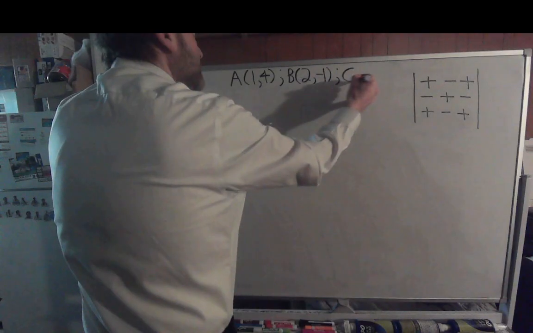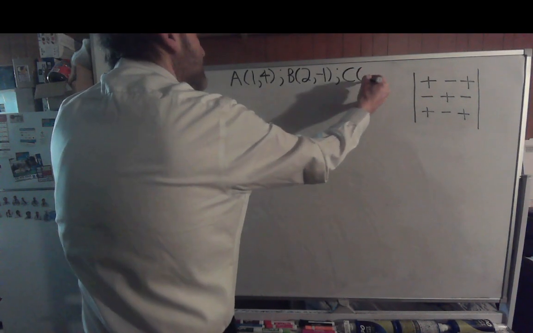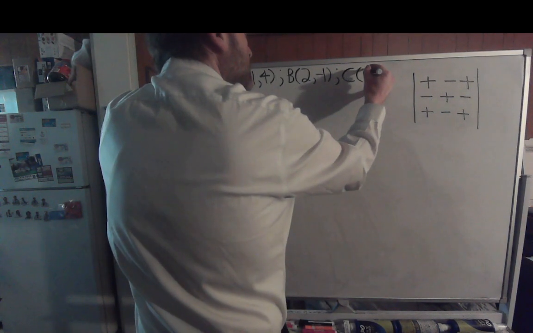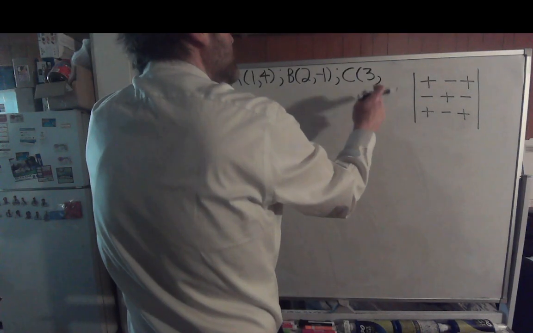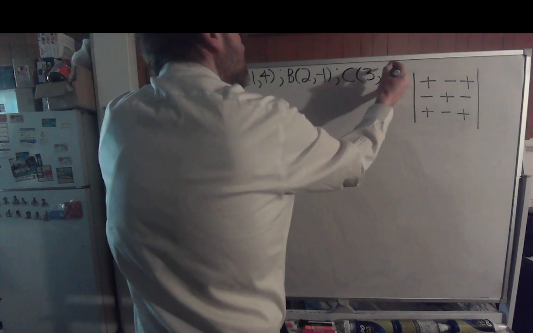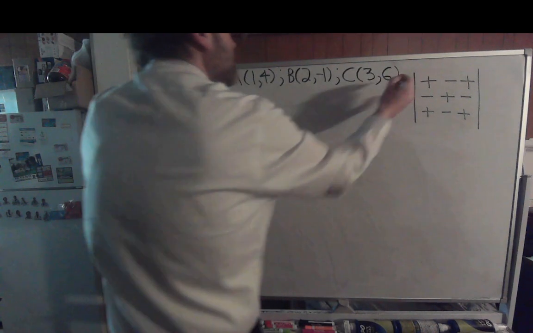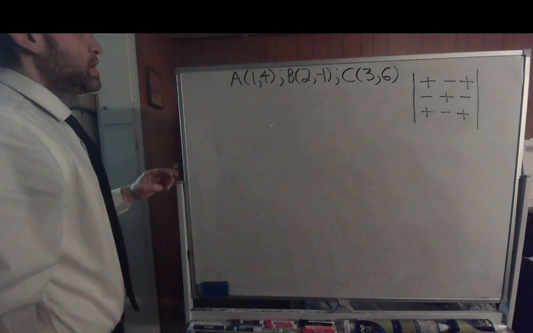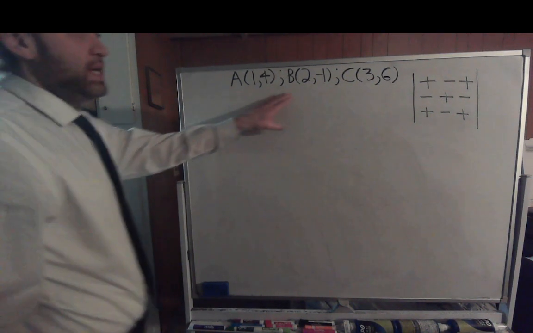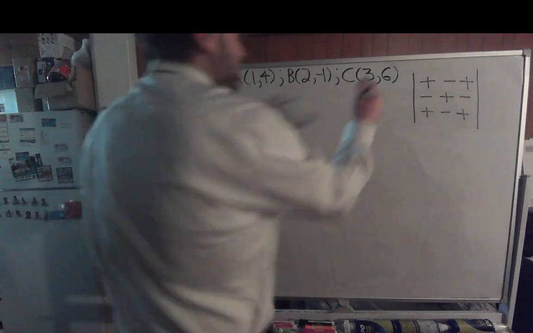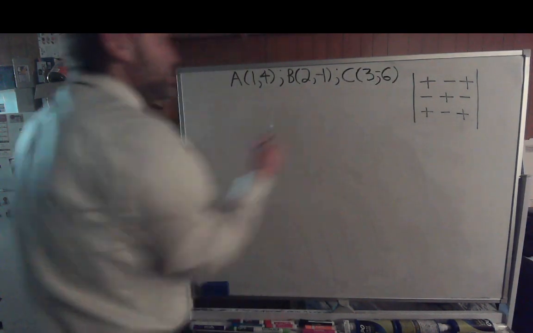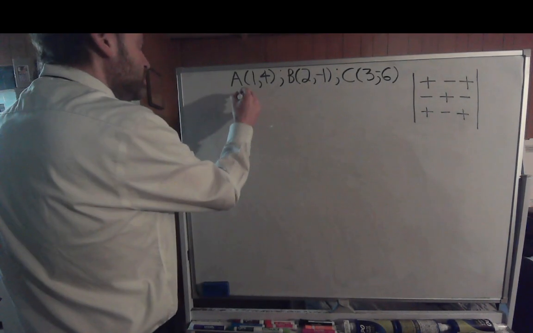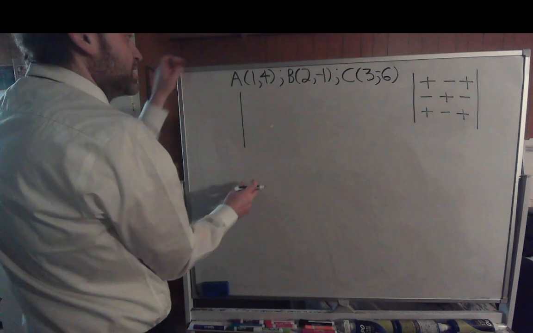Then point C would be at what point this time? 3, -15 plus 9 is -6. All right, so we have here A at 1, 4, B at 2, -1, C at 3, -6. So we need to determine, are these 3 points collinear? Let's set up the determinant.